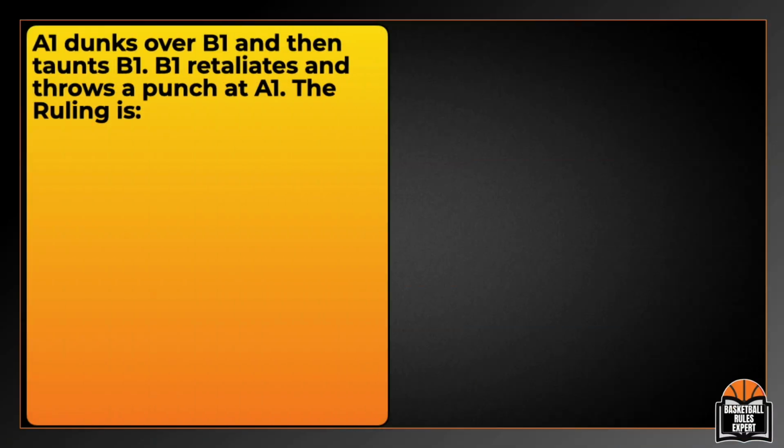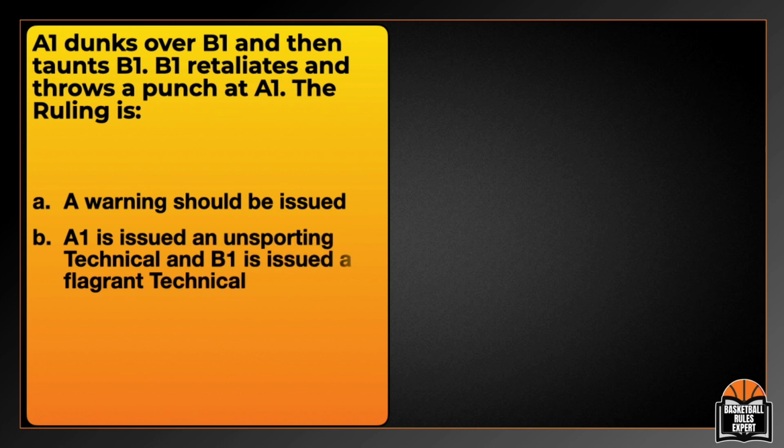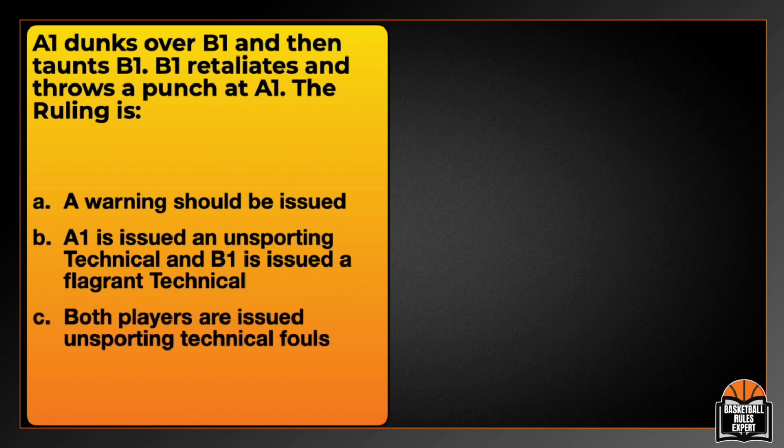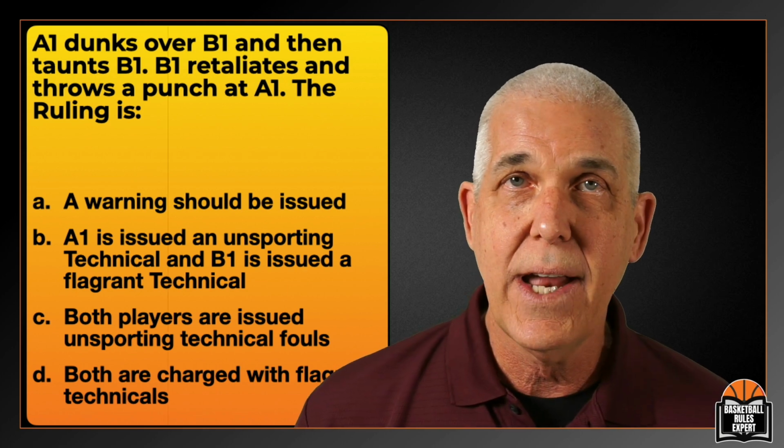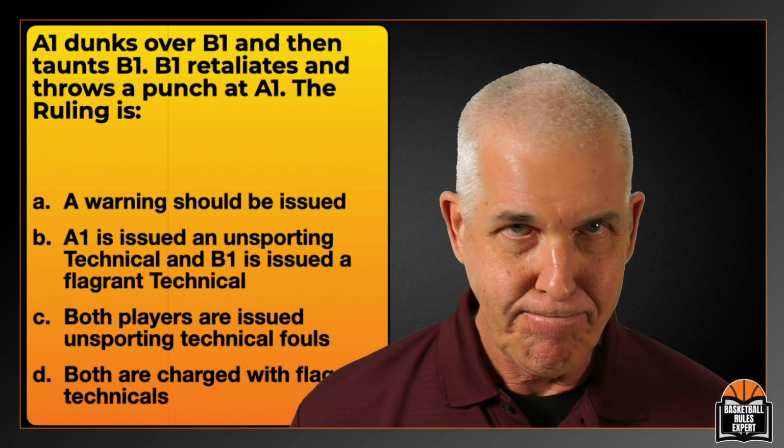All right, let's take a look at another rules question. A1 dunks over B1 and then taunts B1. B1 retaliates and throws a punch at A1. The ruling is: A, a warning, a stern warning should be issued. B, A1 is issued an unsporting technical and B1 is issued a flagrant technical. C, both players are issued unsporting technical fouls. Or D, both are charged with flagrant technicals. What is the correct ruling on the play?